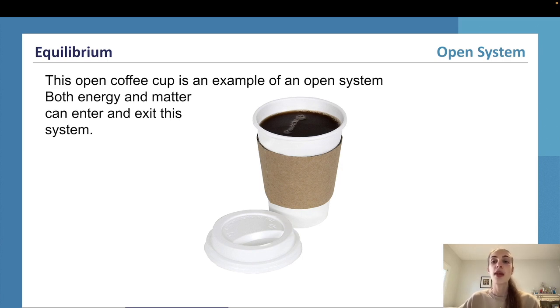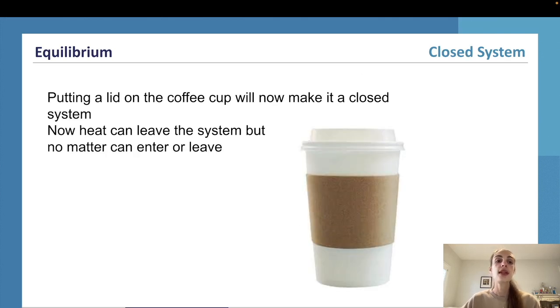However, if we contrast this with a closed system, we can see that if we now put a lid on that cup, it's considered a closed system. This is because heat is still able to escape from this system. It's not fully and entirely insulated, but no matter can leave or enter because there's now a lid on this container.